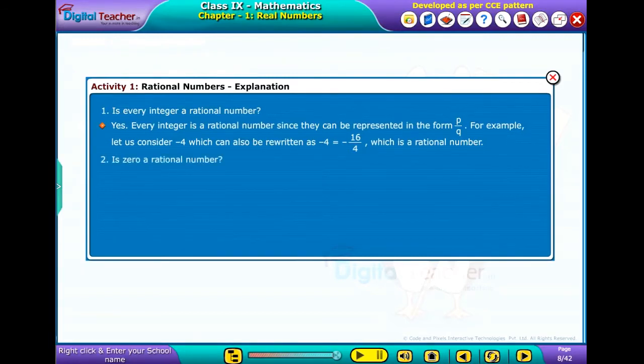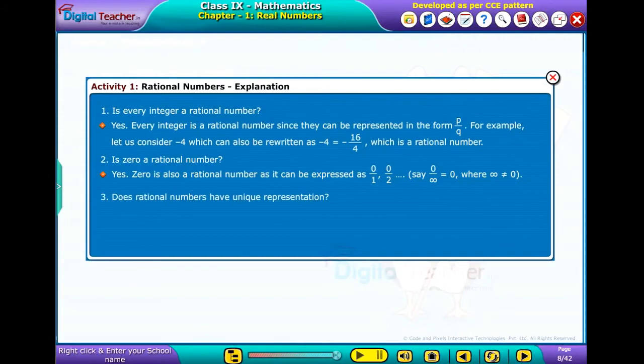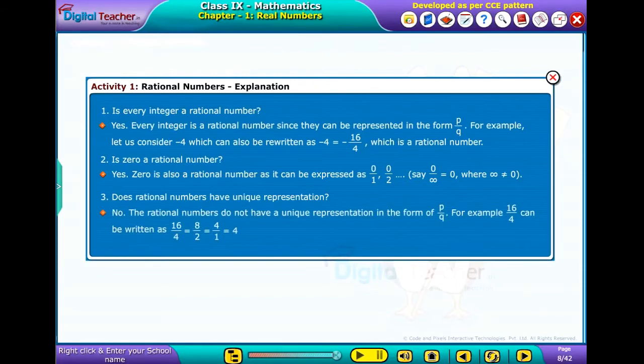2. Is 0 a rational number? Yes. 0 is also a rational number as it can be expressed as 0 by 1, 0 by 2, and so on. 3. Do rational numbers have a unique representation? No. The rational numbers do not have a unique representation in the form of p by q. For example, 16 by 4 can be written as shown.